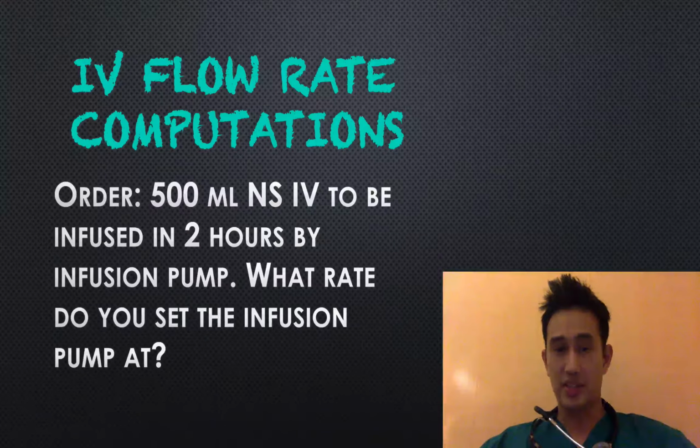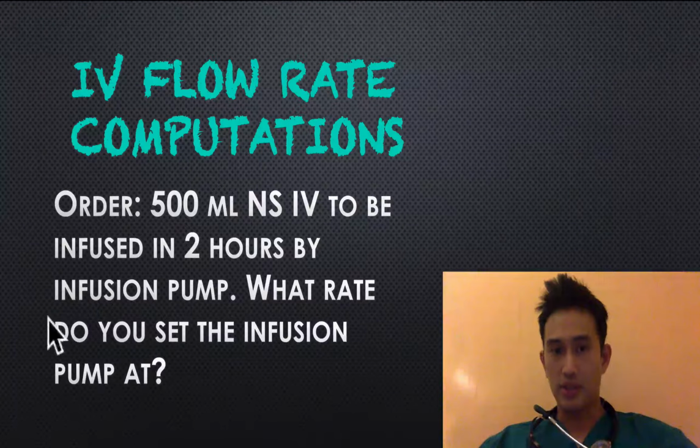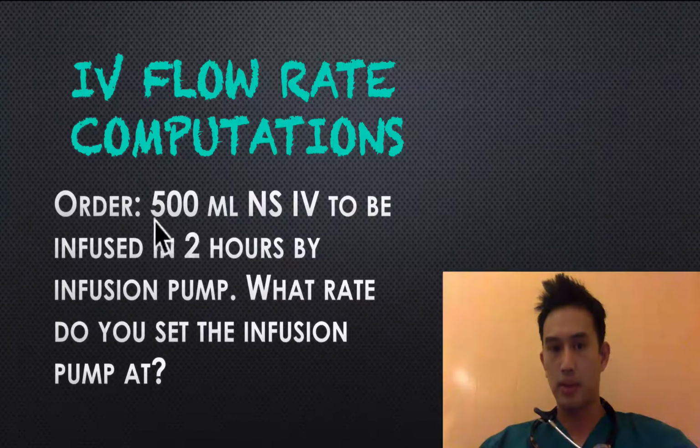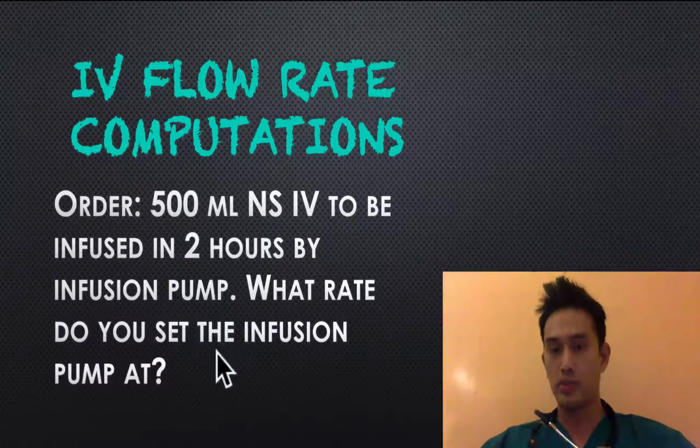So let's get into the first question here. You guys can go ahead and pause it, and we will solve it together. So first things first, there aren't any distractors in this question, luckily. This question is pretty easy. All we really need here is the volume, right here, 500 mLs, and the time, which is 2 hours. So all we're simply going to do is divide 500 by 2, because we want to find out how much we have to infuse every hour.